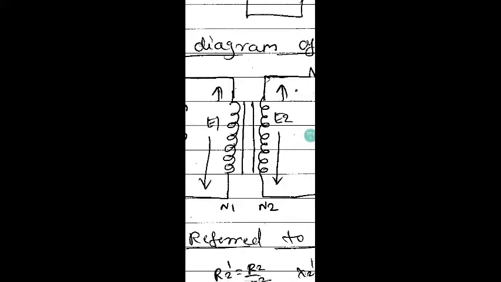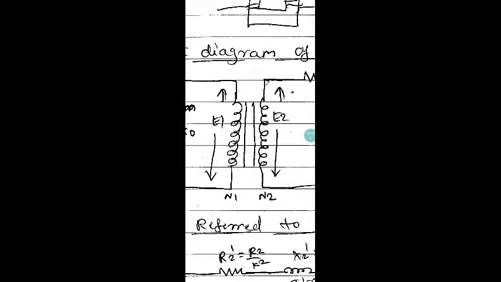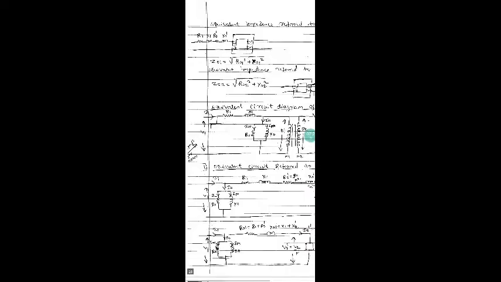Next, N1 is the primary number of turns. N2 is the secondary number of turns. Can you see these turns across the secondary? And N1 is the number of turns across the primary winding. Next, equivalent circuit referred to primary.